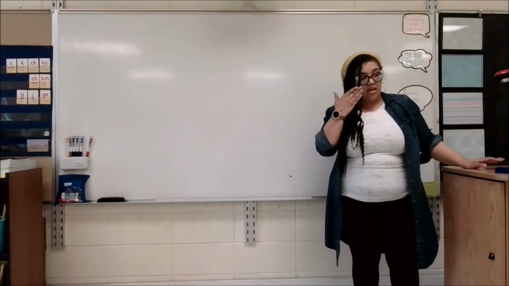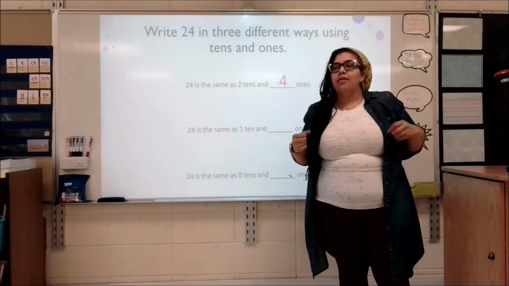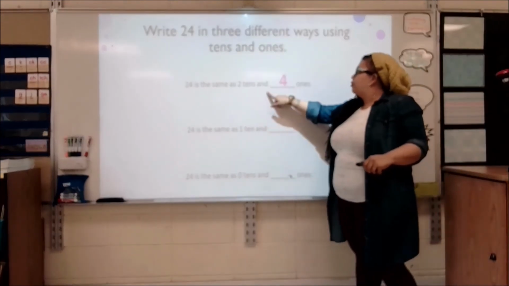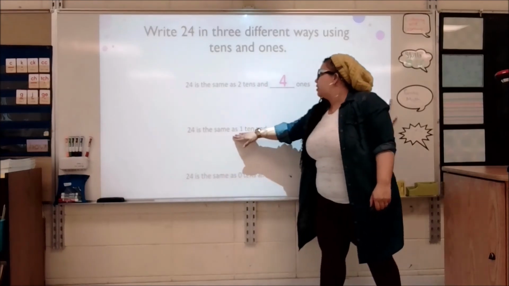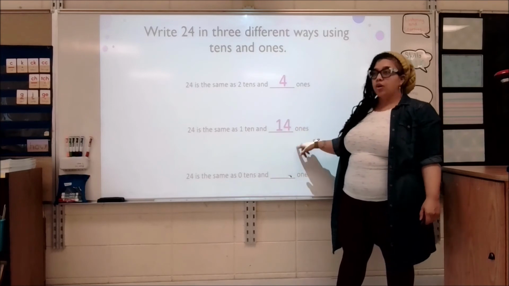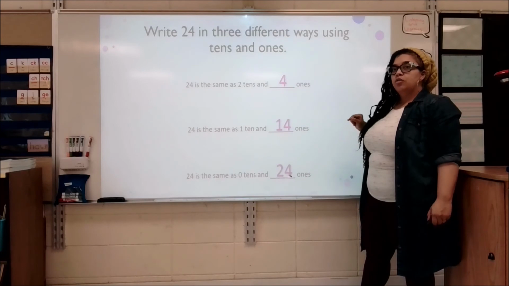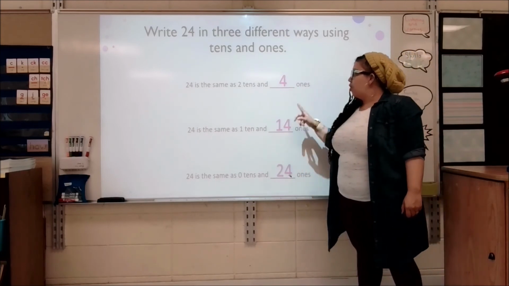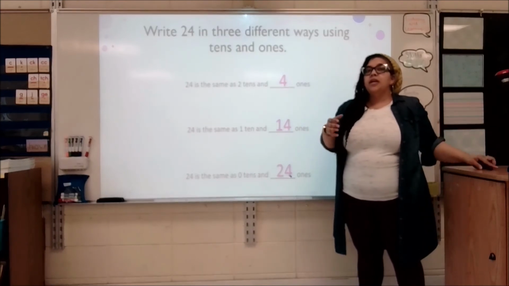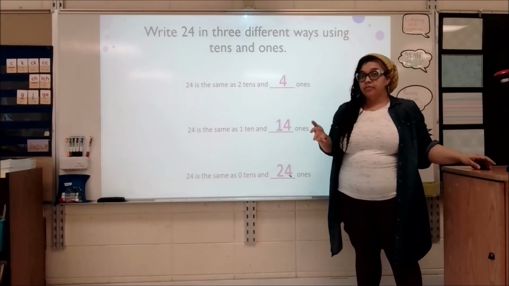So that tells us that breaking things apart and moving them around does not change their value. So if 24 is the same as 2 tens and 4 ones, then 24 is the same as 1 ten and 14 ones. 24 is the same as 0 tens and 24 ones. These all reside inside how we group the number together. Just because I grouped this together does not mean that this does not still exist.